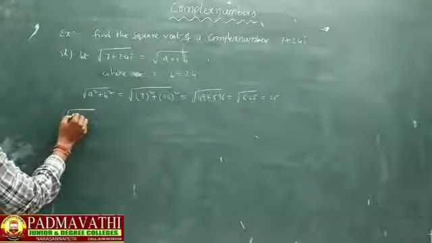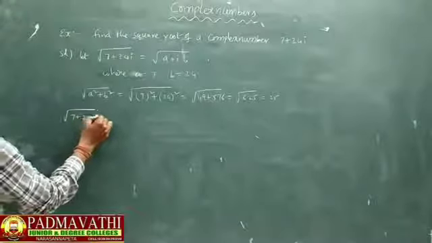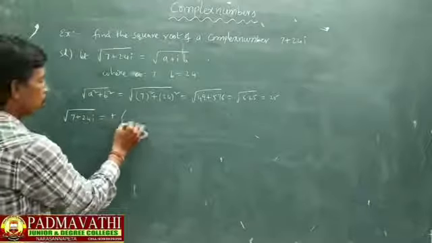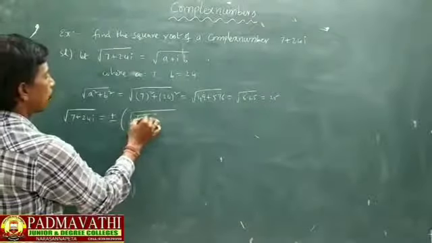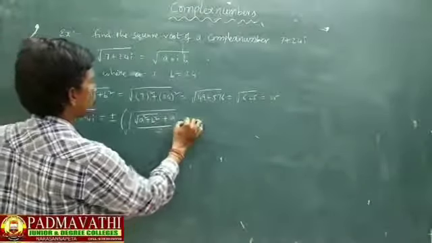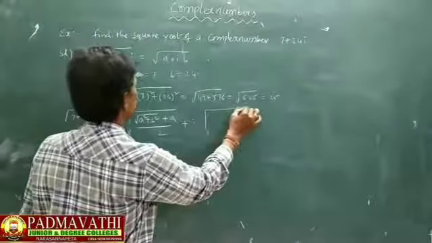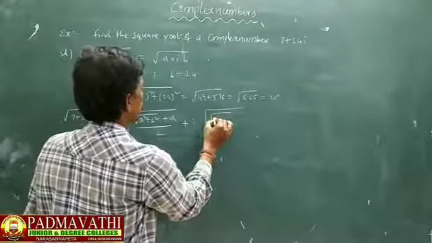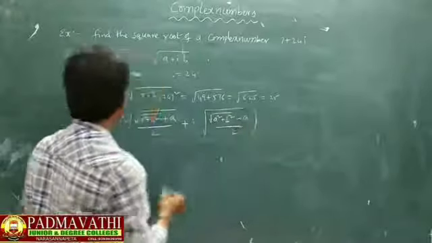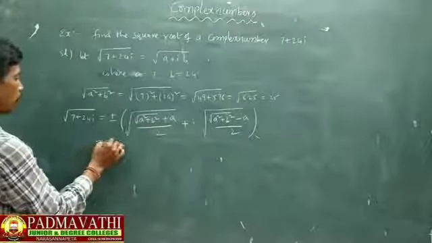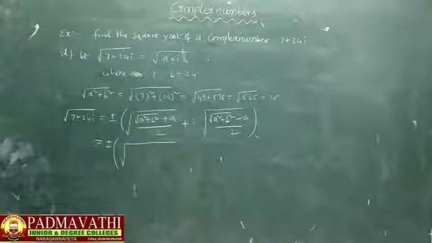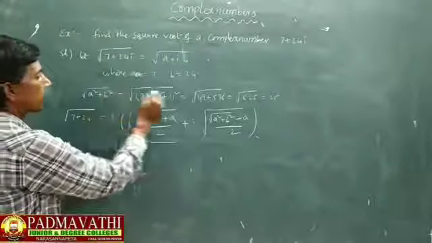Now, square root of 7 plus 24i, formula: square root of a square plus b square plus a whole by 2, plus i square root of a square plus b square minus a whole by 2. So, that is equal to plus or minus square root a square plus b square. What is the value of root a square plus b square?